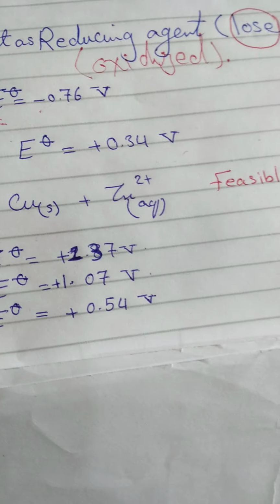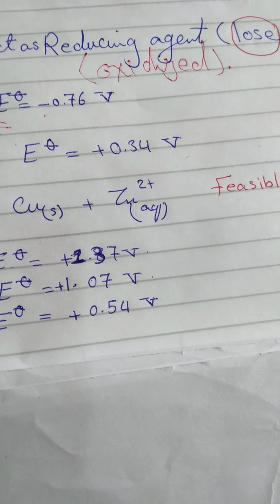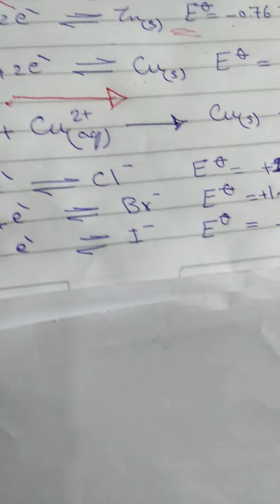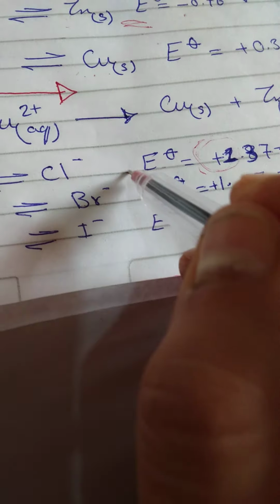Once again, if we use the rule of the value of E standard, the one with the more negative value will act as a reducing agent, and the one with the more positive value will act as an oxidizing agent. If we compare here in the group of halogens, which one is more positive? Chlorine. So chlorine will always act as an oxidizing agent when it is placed with any other one. So this tells us that the more positive value of the chlorine system can oxidize bromide and can oxidize iodide.